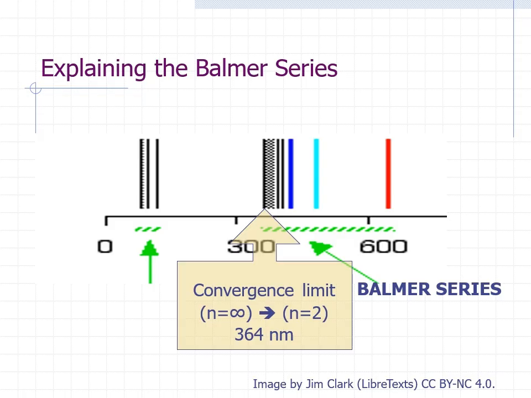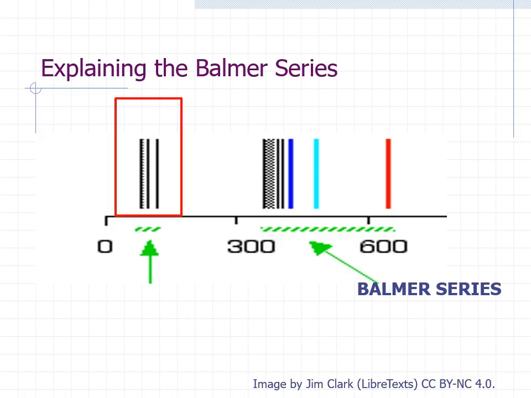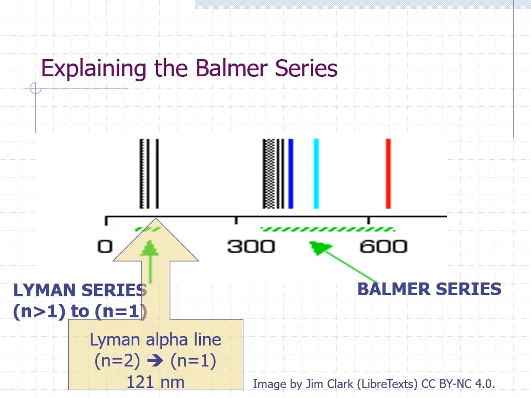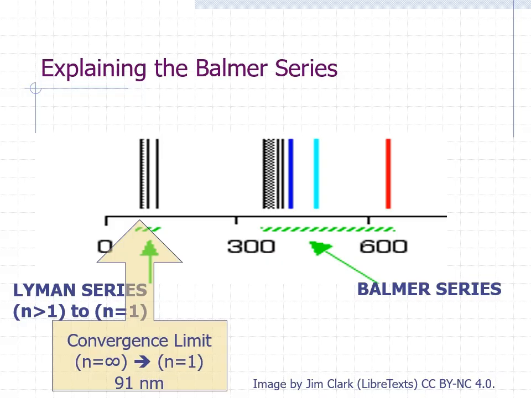What about the other spectral lines shown here? Note that these are at even shorter wavelengths, further out into the ultraviolet range. The photon energies are higher. These spectral lines are called the Lyman series. These are transitions to n equals 1. The so-called Lyman alpha line, at around 121 nanometers, corresponds to the transition from n equals 2 to n equals 1. The convergence limit for the Lyman series occurs at around 91 nanometers. This limit corresponds to the transition from n equals infinity to n equals 1.